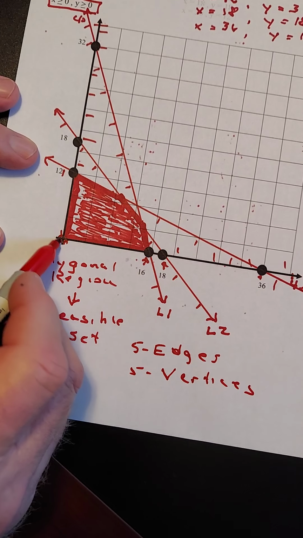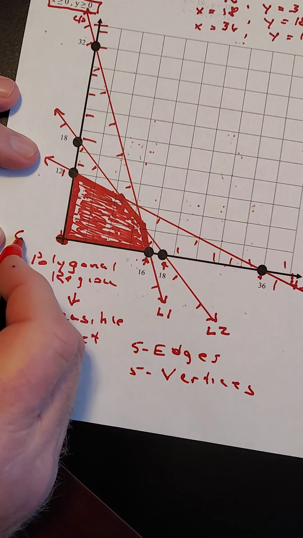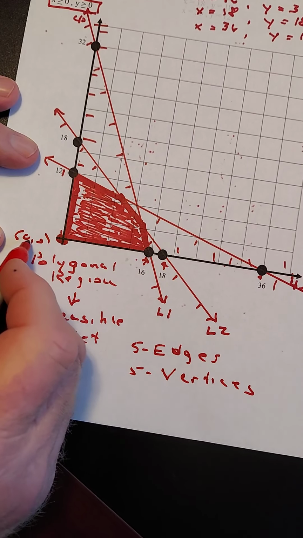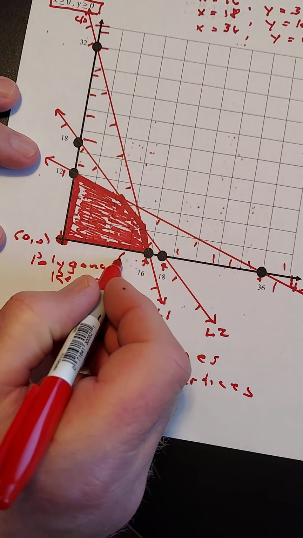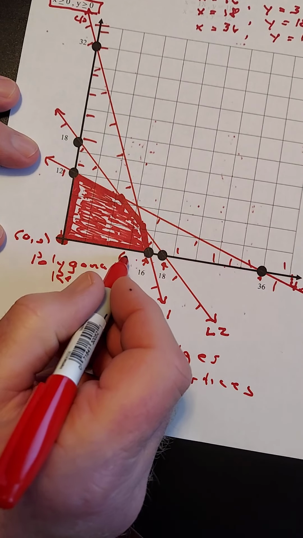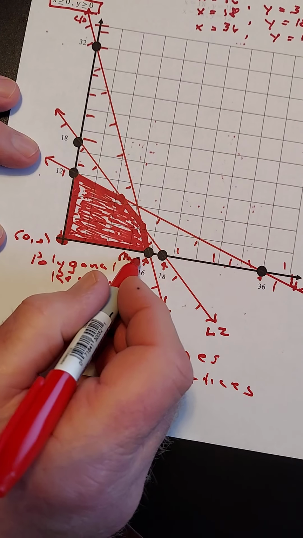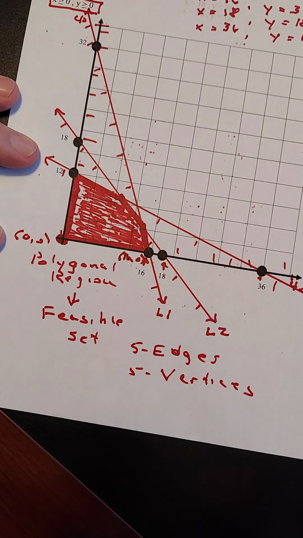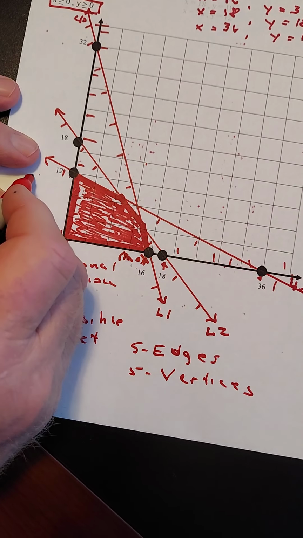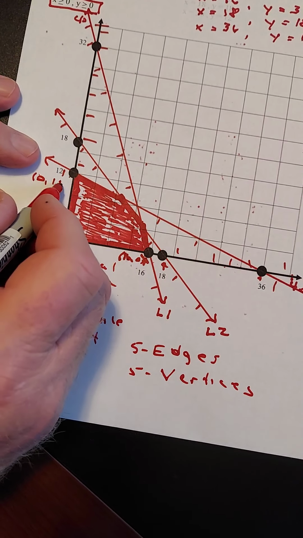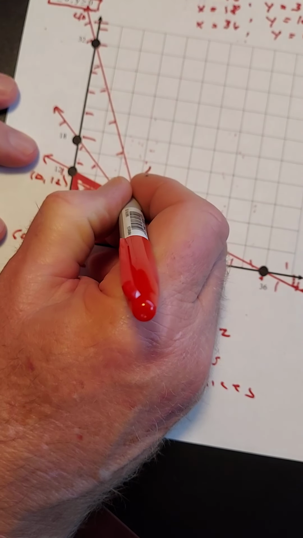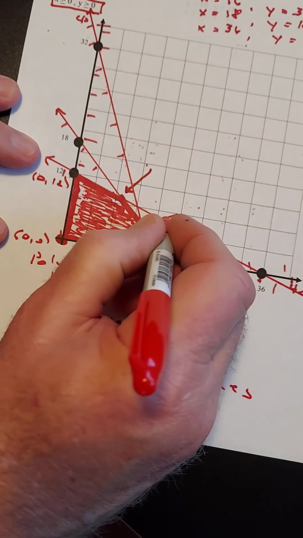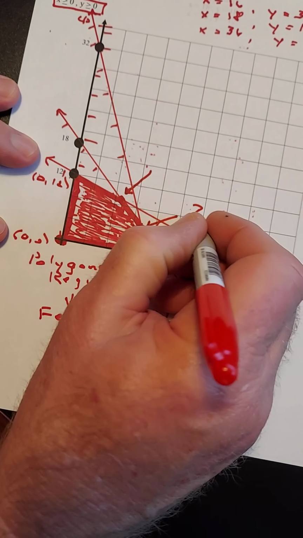This is one of the vertices right here, and you know that one. That one's going to be 0, 0. And you're going to have a vertex over here. That one, since we hit at 16, that's 16, comma 0. There's another one up here. This is going to be 0, comma 12. There's going to be another vertex right here and another one right here, but I don't know what those are yet.